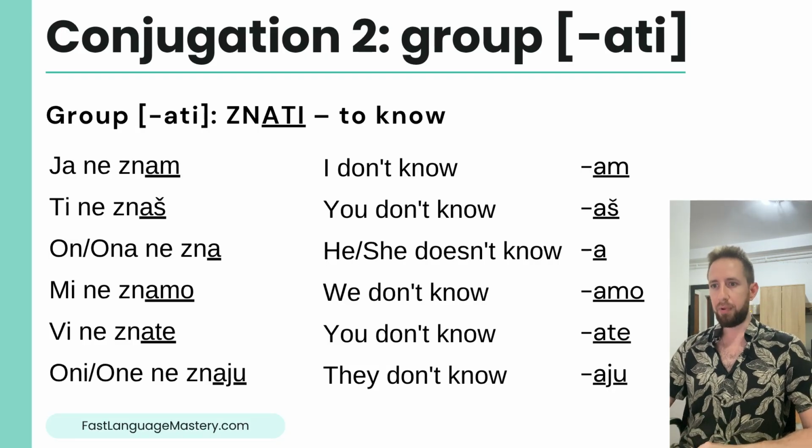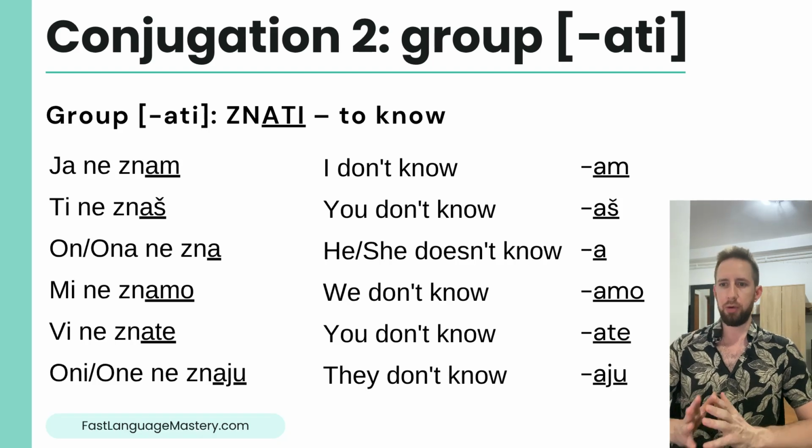Ja ne znam, I don't know. Ti ne znaš, you don't know. On ne zna, he does not know. Ona ne zna, she does not know. Mi ne znamo, we don't know. Vi ne znate, you don't know. Oni ne znaju, they don't know.